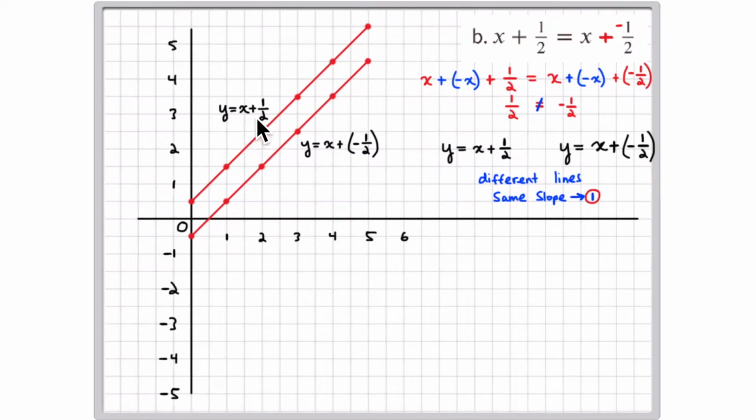So this is y equals x plus 1/2. Y equals x plus a negative 1/2. So if you solve for x, you get something that doesn't make sense. You get 1/2 does not equal a negative 1/2. So if you look at the left side and compare that to the right side, they are different lines, but they have the same slope, and that slope is 1.